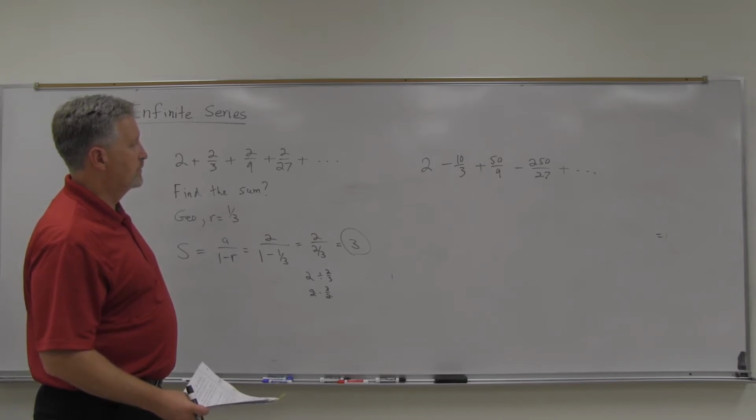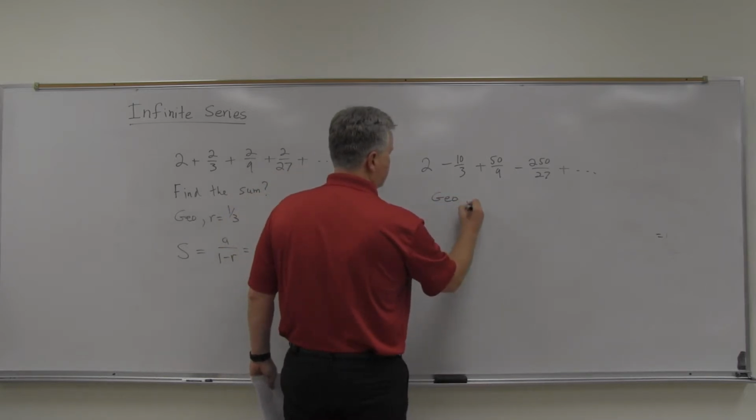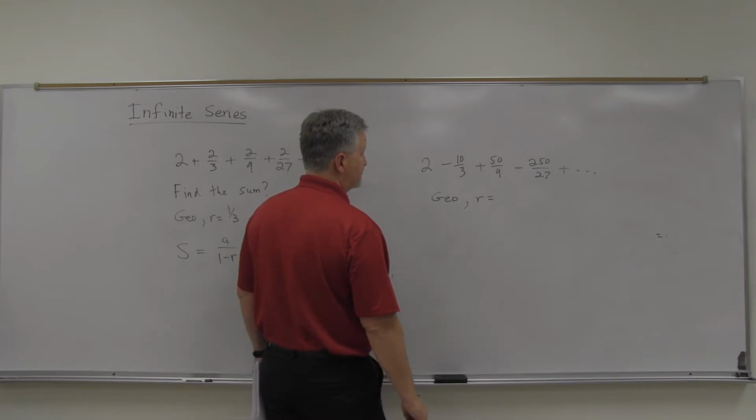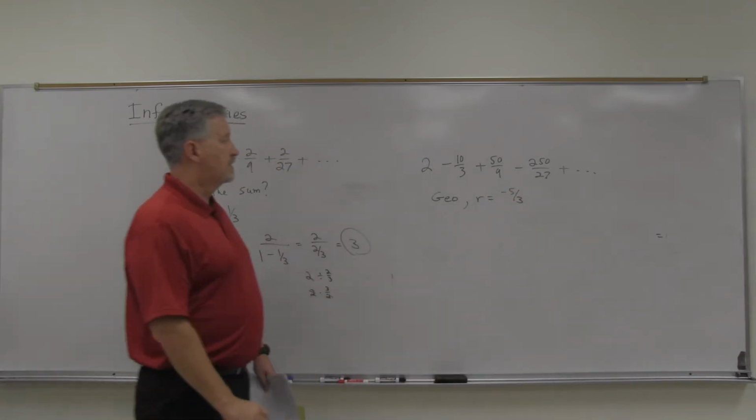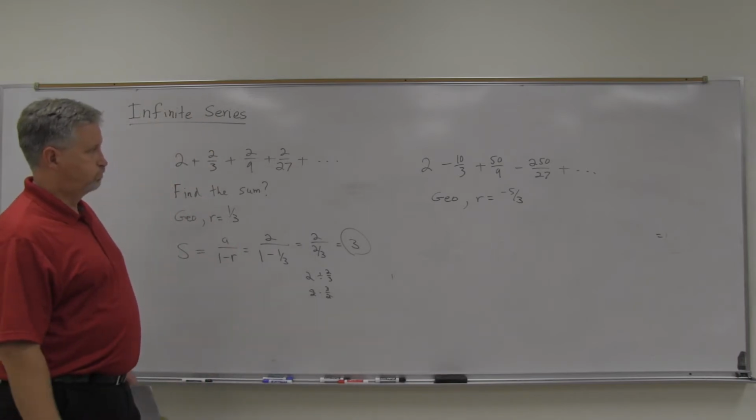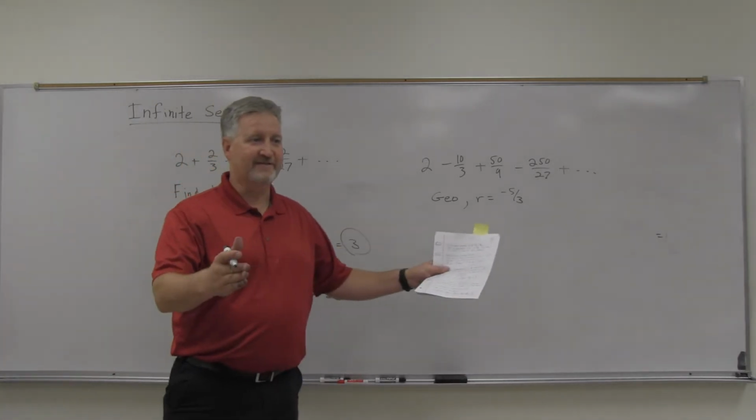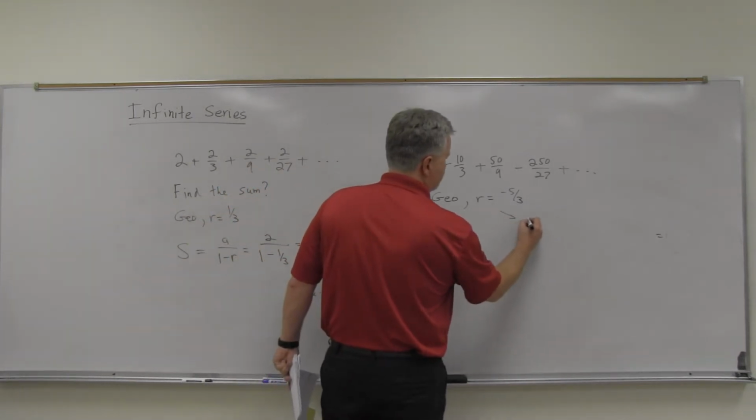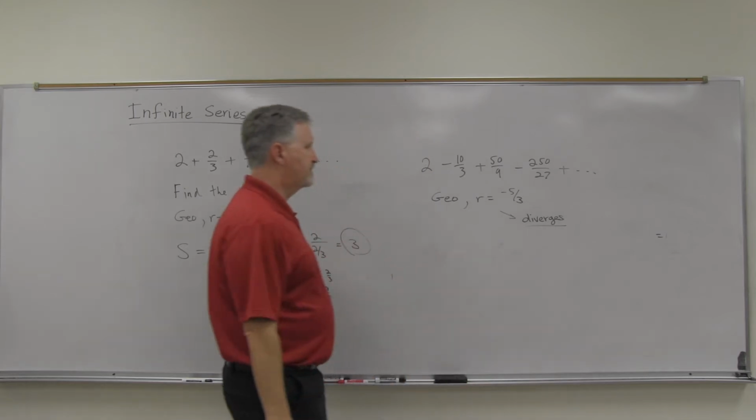What's the R? It's geometric, but R is negative 5/3? Yeah, negative 5/3. So that's not within the framework, is it? Within the parameters. So this one diverges, does not converge. So the sum is not possible.